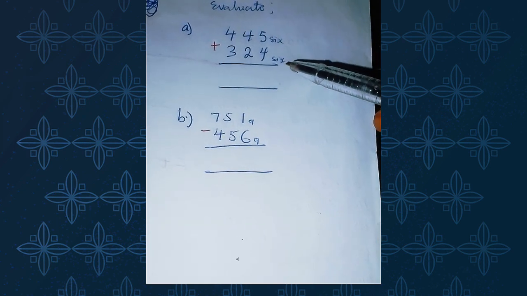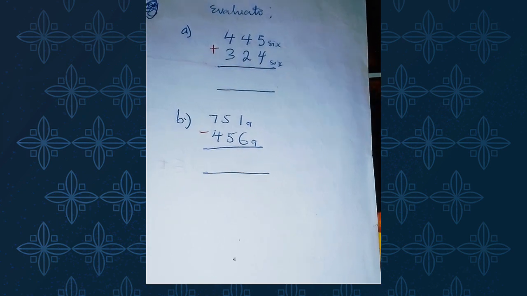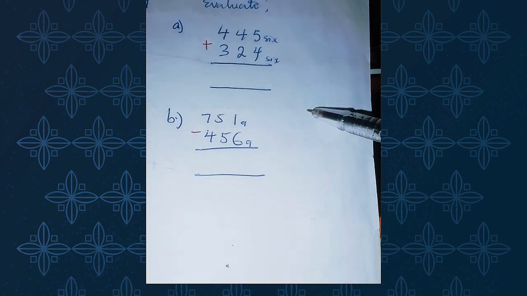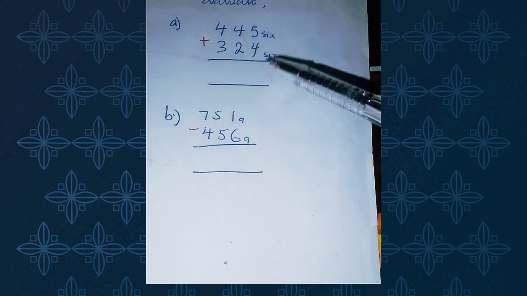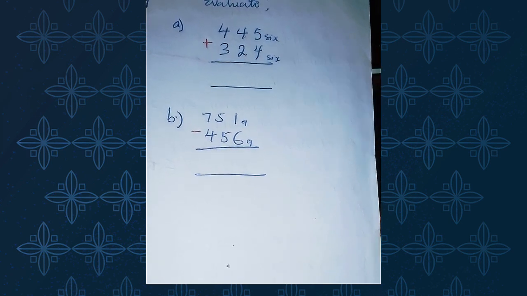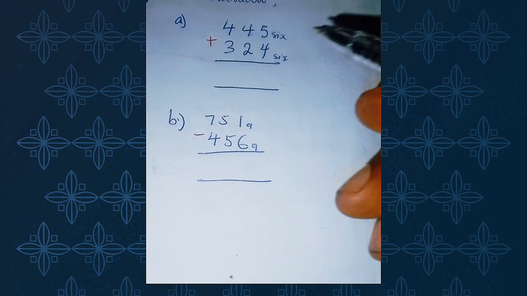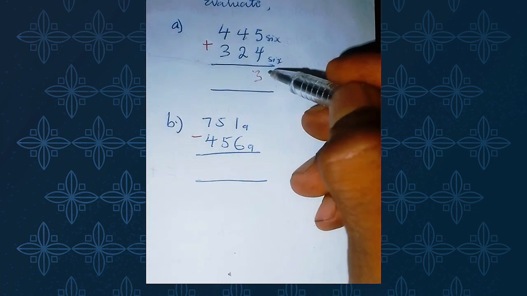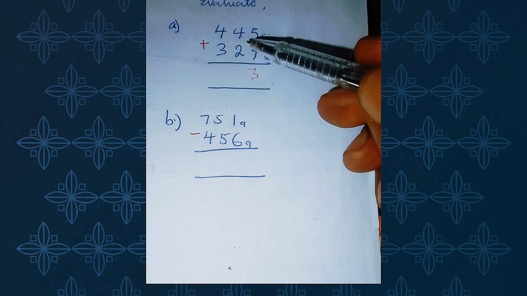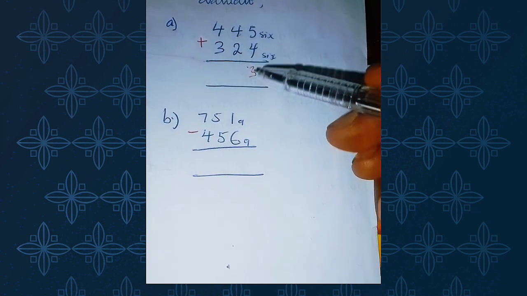If I'm adding 5 to 4, I'll get 9. But since 9 is greater than the base, I cannot write 9. So I will say 9 minus 6. 9 minus 6 is 3. So I'll write 3 here, and I'll carry 1.